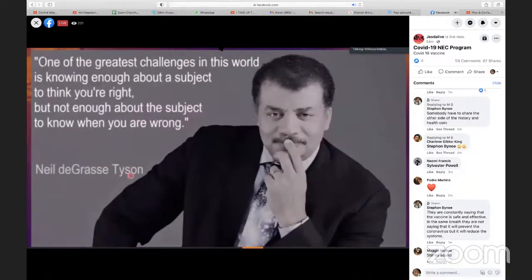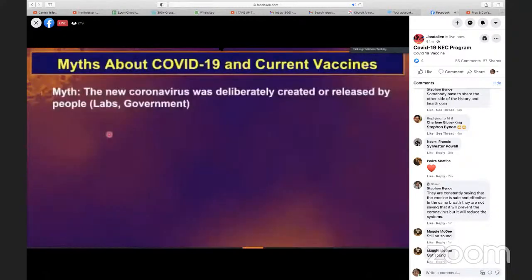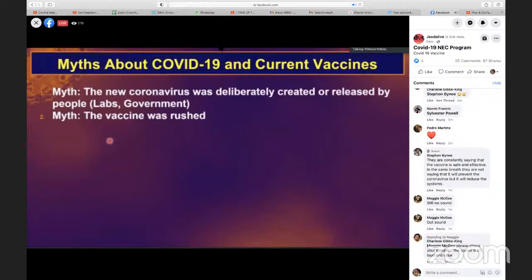Neil deGrasse Tyson, that many of you might know, one of my favorite scientists, said, one of the greatest challenges in this world is knowing enough about a subject to think you're right, but not enough about the subject to know when you're wrong. And that has been the challenge throughout this pandemic, with myths that have come, that have said that this virus was created by government labs and the government is using it to kill people, to the fact that the vaccine was rushed. And typically when I hear somebody say the vaccine was rushed, it gives the appearance that steps were skipped. And those steps were skipped for making the vaccine. Did it happen fast? It absolutely happened super fast. So I can talk about that some more.